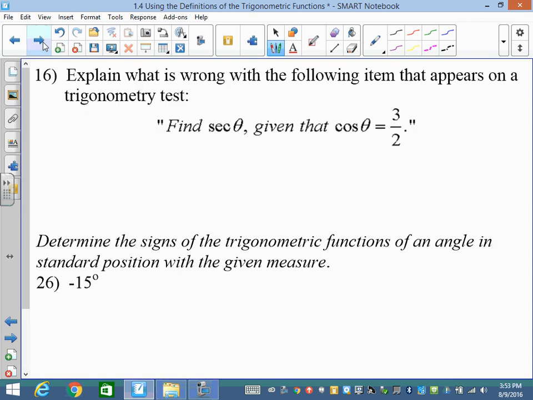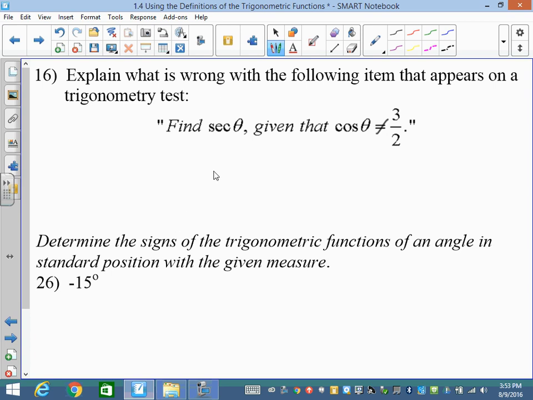Okay, next problem. Explain what is wrong with the following item that appears on a trigonometry test. Find secant of theta given that cosine of theta is 3/2. Now this is where I get to go through and recall that secant and cosine are reciprocals. So if cosine is 3/2, secant should be 2/3. But this is a false statement. Cosine of theta cannot equal 3/2.